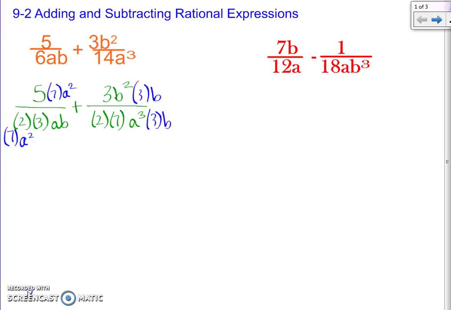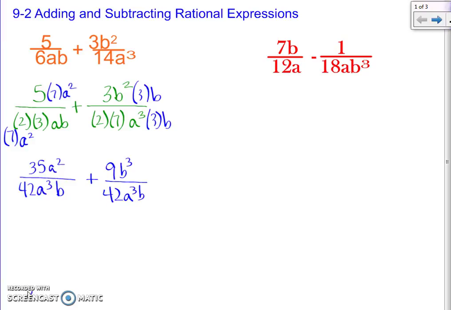All right, so now let's just rewrite this put together. On the top, we now have 35a squared. And on the bottom, we've got 42a cubed b. And then over here, we've got 9b cubed over 42a cubed b. So now we have a common denominator.